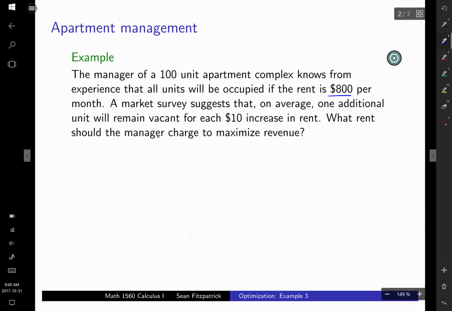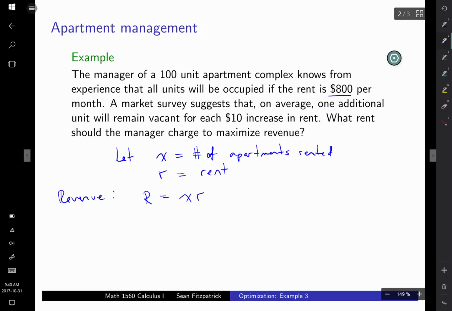Well, let's let X be the number of apartments rented. Let's let R be the rent. Okay. And so our revenue, let's call that big R, is just going to be the number of apartments rented times the rent per apartment.